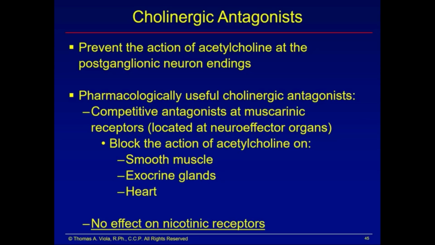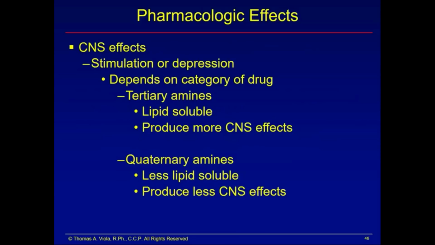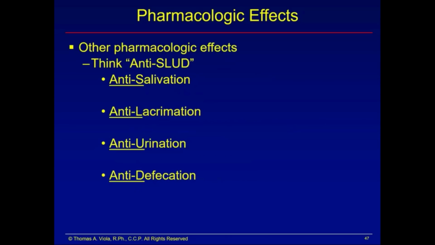Cholinergic agonist, SLUD. So, what about a cholinergic antagonist? Well, that would really be anti-SLUD. What about the brain? Some of these drugs do penetrate the brain, and some of them do cause more CNS side effects, drowsiness, things like that. But bottom line is, I want you to think anti-SLUD. So, cholinergic agonist, SLUD. Cholinergic antagonist, anti-SLUD. So, dry mouth, dry eyes, difficulty urinating, difficulty defecating.